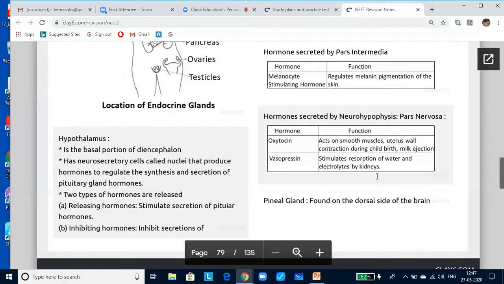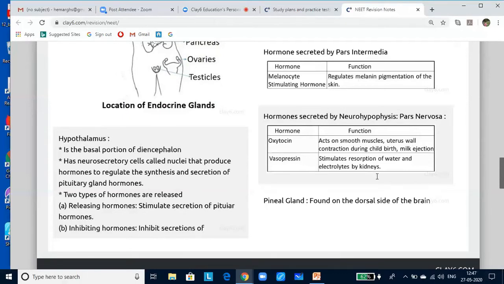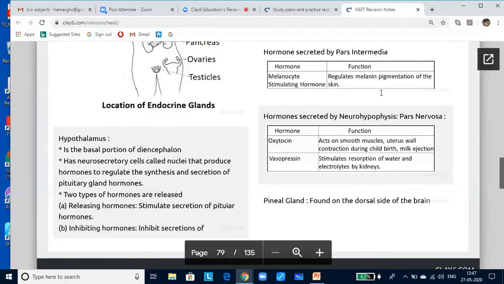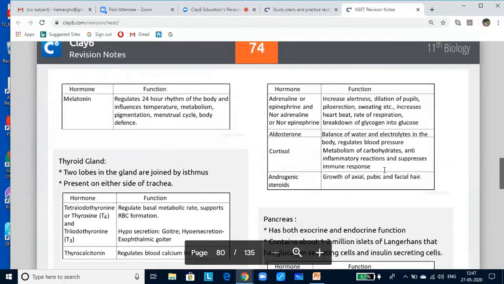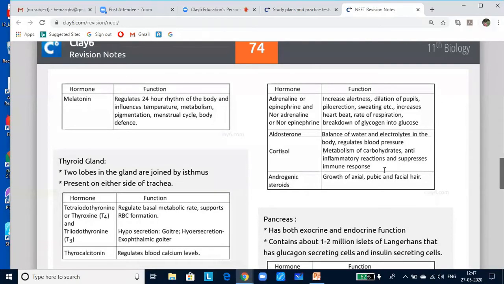Now the next one is the pineal body. If you look at the pineal body, it is found on the dorsal side of the brain. It starts degenerating at about the age of 7 years. In adults, it is largely fibrous tissue. It lies under the corpus callosum between the two cerebral hemispheres of the brain, at the tip of a short pineal stalk arising from the roof of the diencephalon.